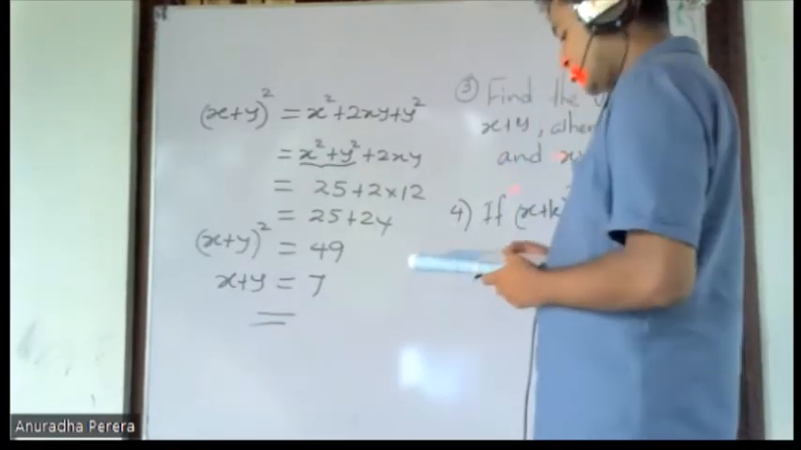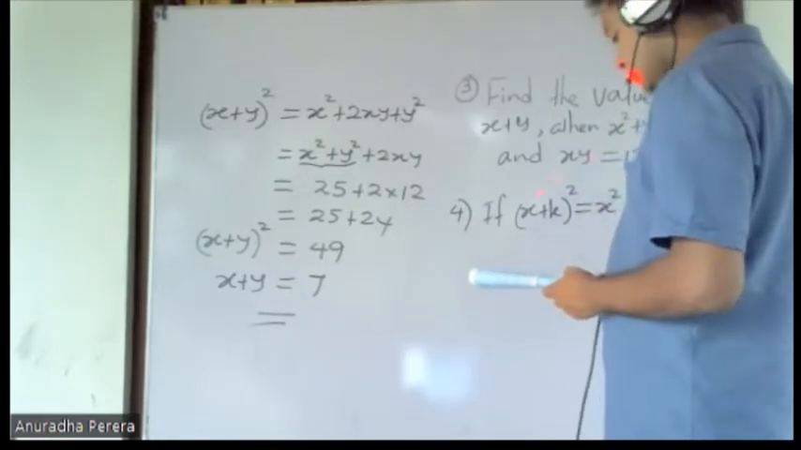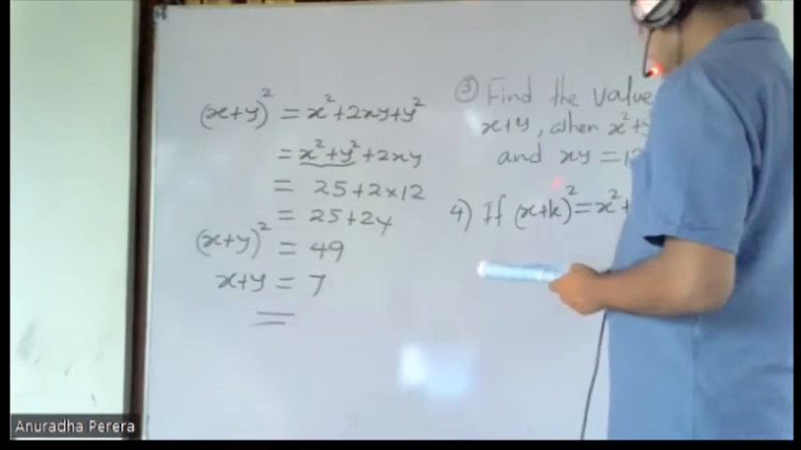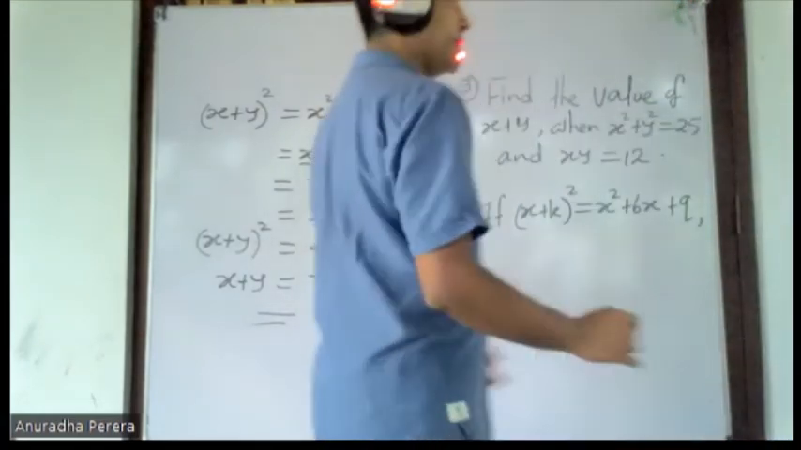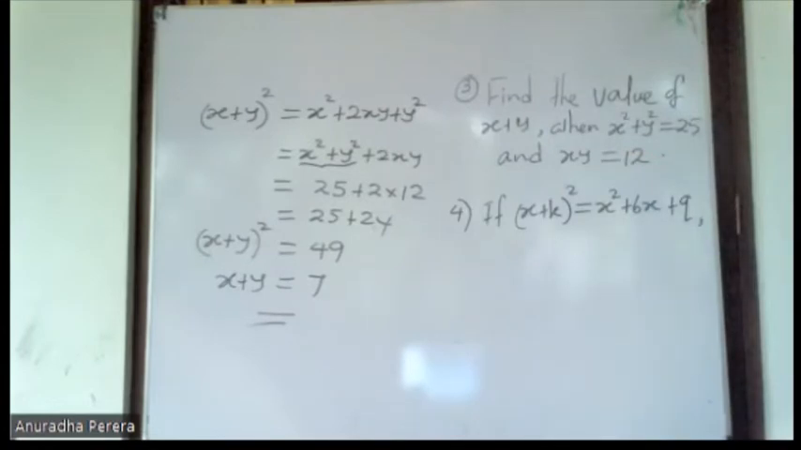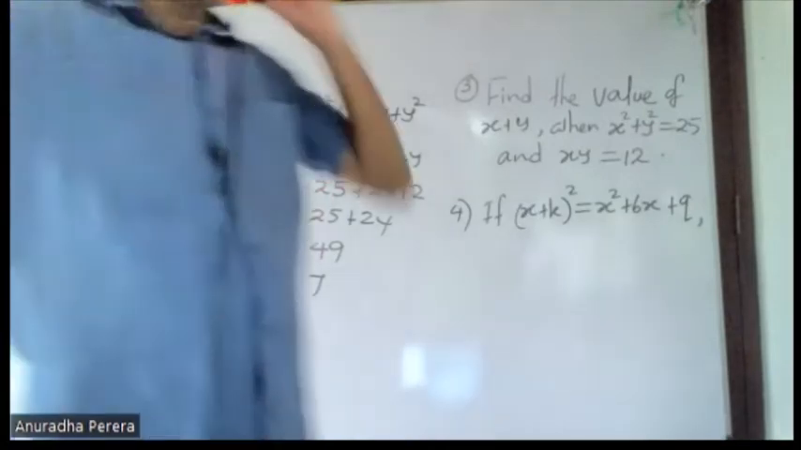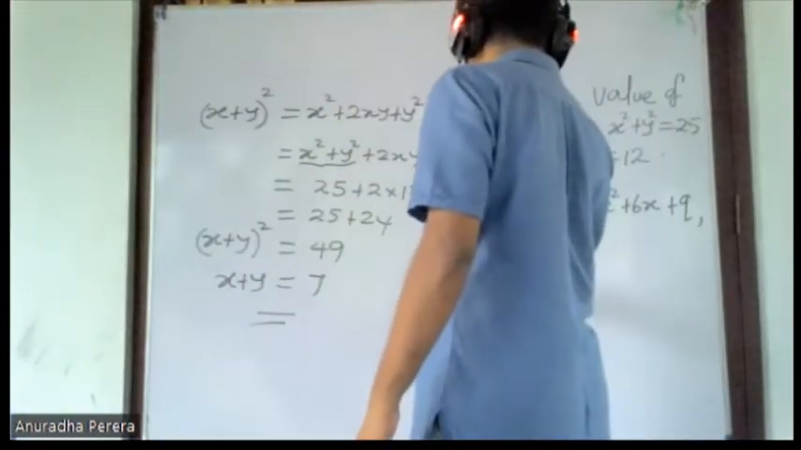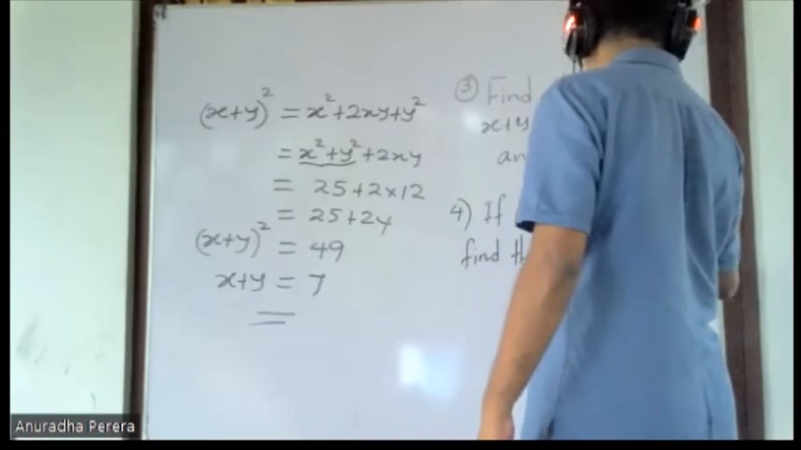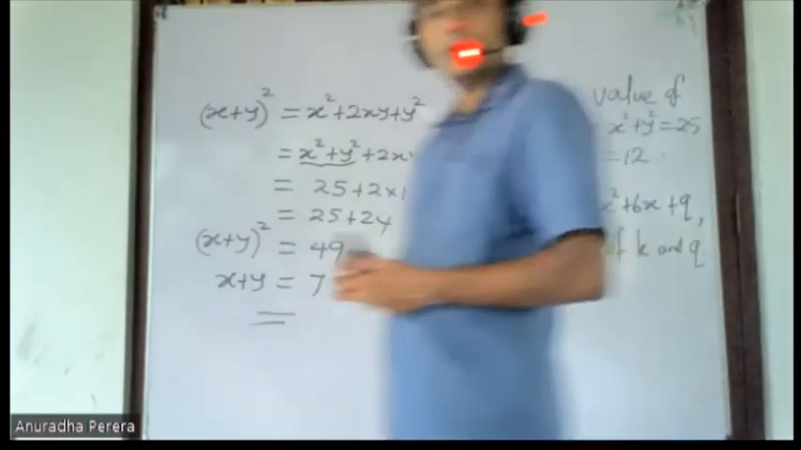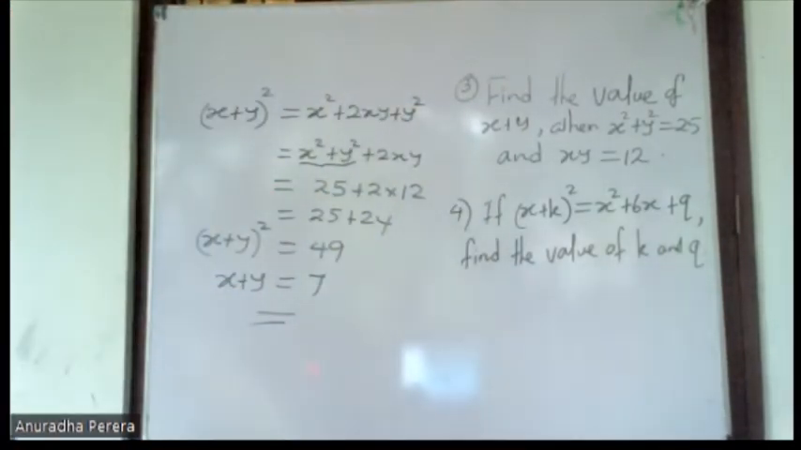Fourth question. (x plus k) squared equals x squared plus 6x plus q. Find the value of k and q. Do it.